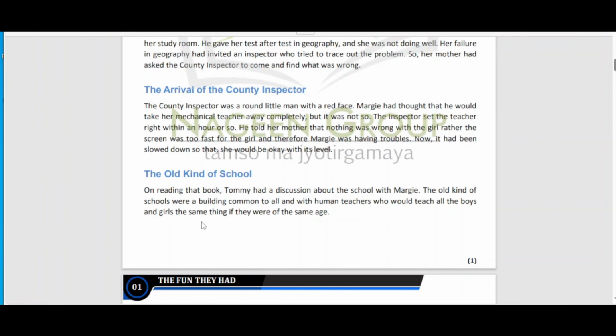They usually had a discussion about that book because from that book they got to know about all kinds of schools. So they discussed with each other that the old kind of schools were a building common to all. All the kids from the neighborhood had to come to that building to study, and they had human teachers. They did not have robots and all these intellectual things to learn. The teachers would teach all the boys and girls equally, according to their age and their class.